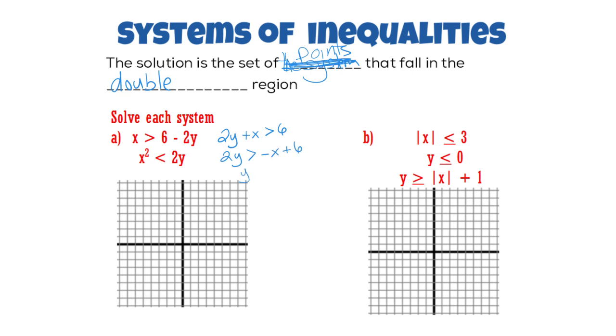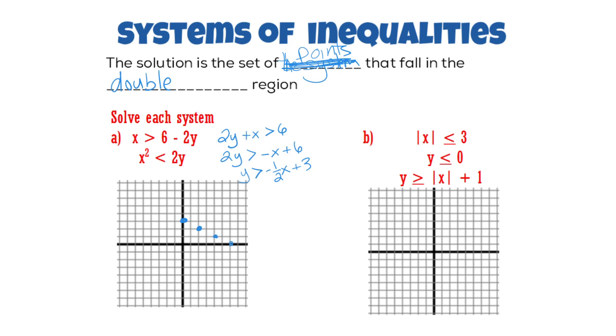and divide by 2. Now, if I had not done this, I would have ended up dividing by a negative. Don't forget that when you divide by a negative, you have to flip the direction of your inequality sign. Okay, so this graph would have a y-intercept of 3, then I'm going to go down 1, right 2, down 1, right 2.